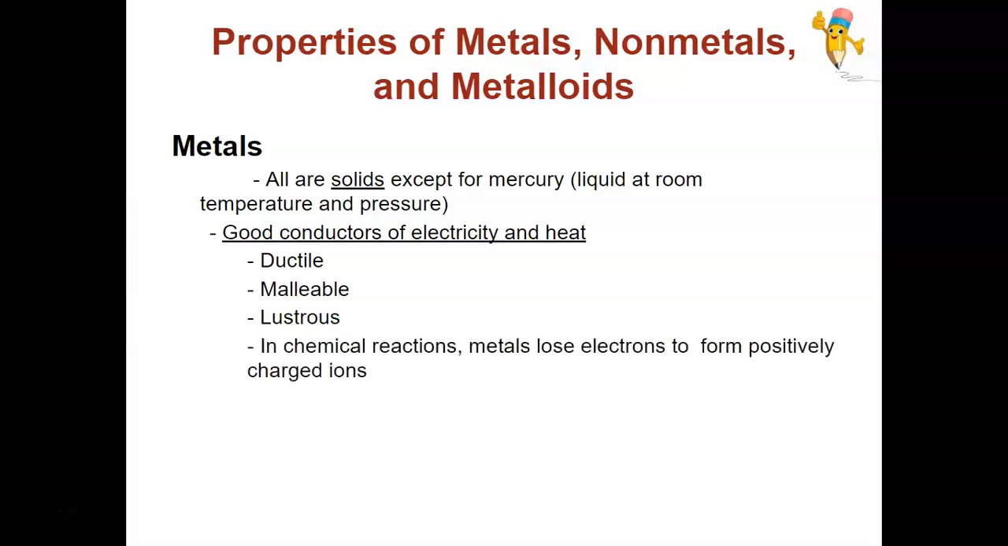In a chemical reaction, this is really important, and we're going to talk about this in the next unit. In a chemical reaction, metals are going to lose their electrons, and they're going to become positively charged ions. It's called a cation. Okay, cat has a T in it. Positive sign looks like a T, so it's a positive charge. We'll talk more about that next unit.